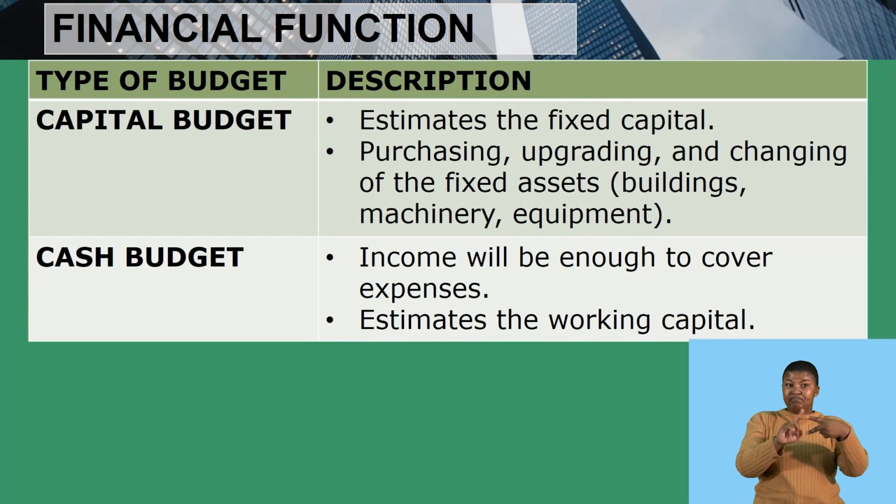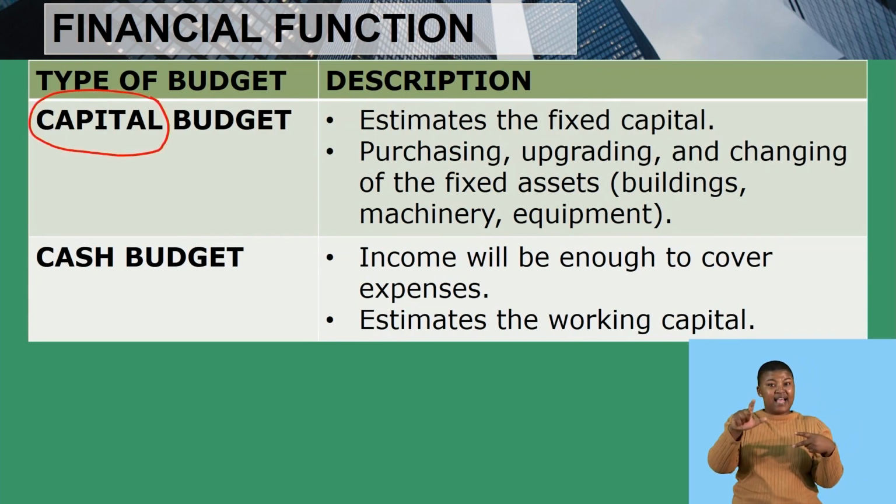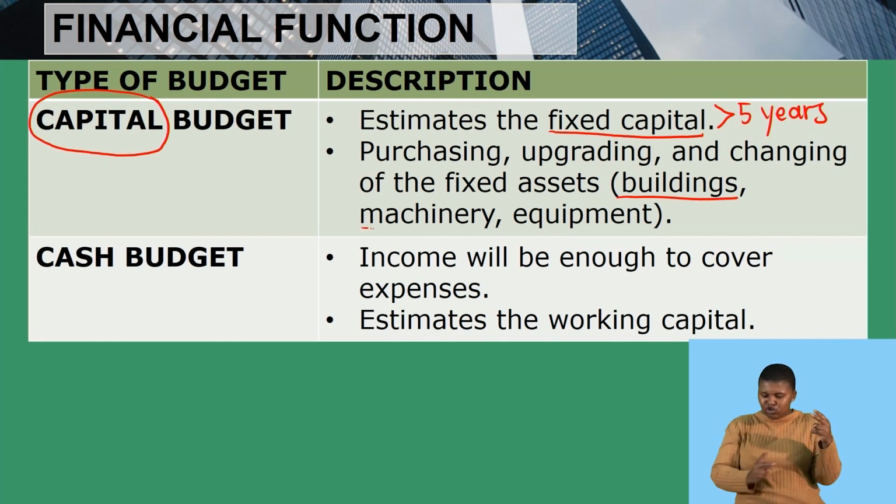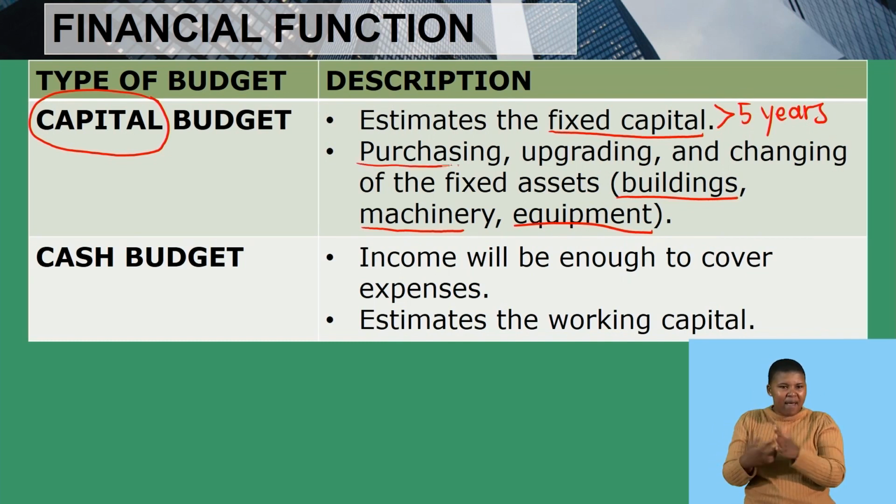And the first one is our capital budget. Capital budget means it estimates how much fixed capital we need. If we talk about fixed capital, we talk about money or assets that is in a business for longer than 5 years. So you will see at the bottom here, we refer to stuff like buildings, machinery, or equipment. So financial function will determine how much money we need to purchase any of these fixed assets, to upgrade them.